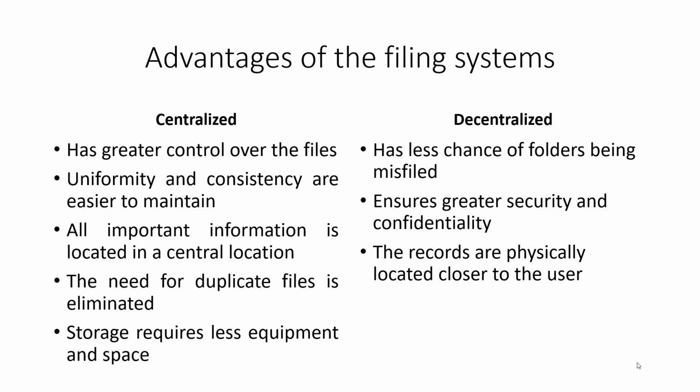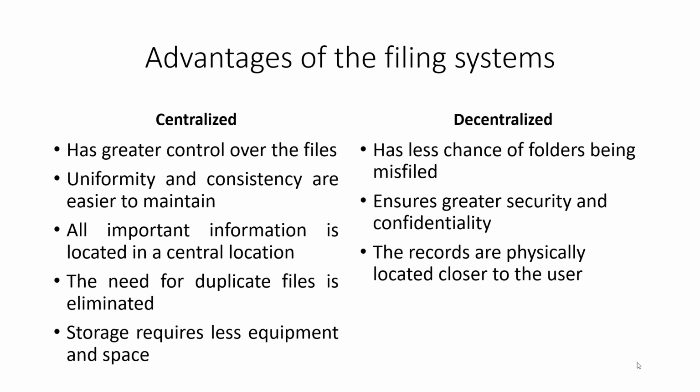Advantages of filing systems. In a centralized file system, there is greater control over the files since they are kept in one place. Uniformity and consistency are easier to maintain because all important information is located in a central or common location, which makes accessing the files easier for all the employees. The need for duplicate files is eliminated, so individuals may not have to maintain a copy of the records in their respective offices as well. Storage of records requires less equipment and space.